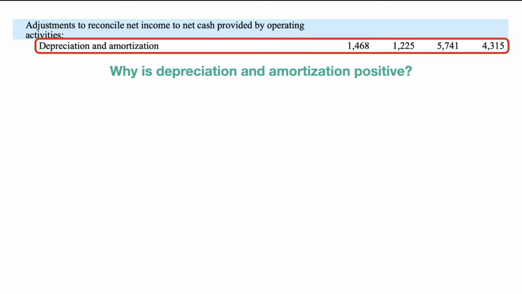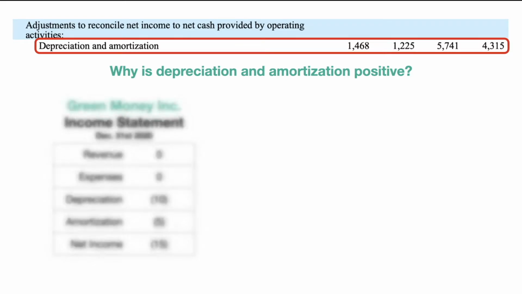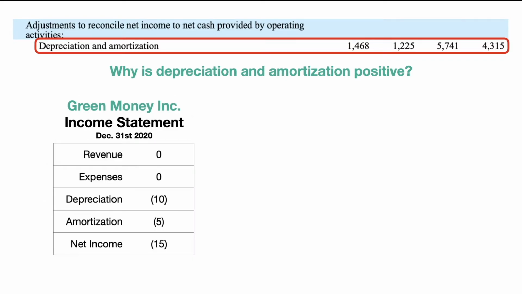Well, let's consider a hypothetical situation. Let's say there's a company called Green Money Incorporated that shuts down completely for a year. For the sake of this example, let's assume that they have absolutely no costs and they make absolutely no money, so they have no revenue. However, on the income statement, they'd still have some depreciation because their equipment would continue to lose value, right?